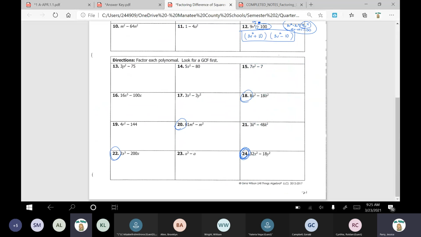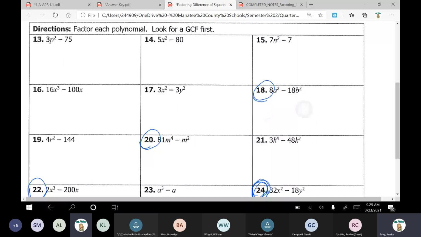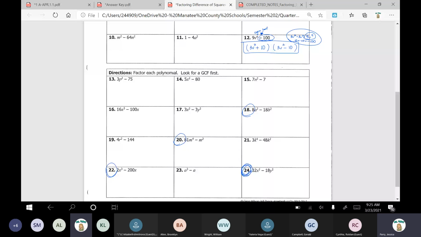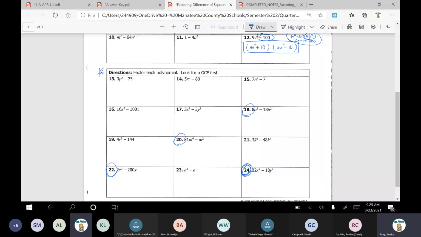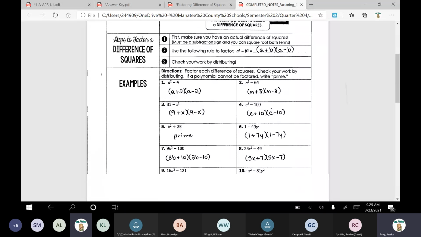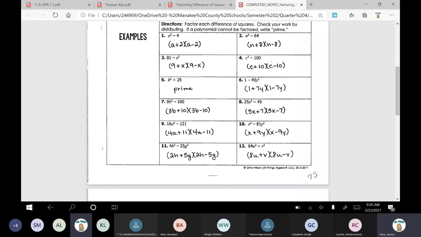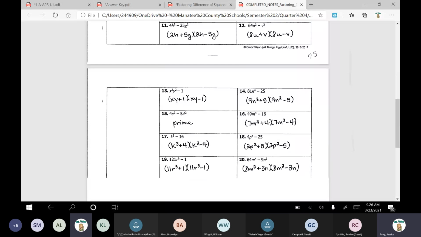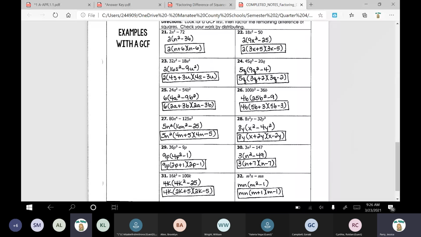Let's see. I'm trying to see which ones are more. Let's do number 18. Yeah, we'll do number 18 next. Oops, let me read the directions first. Our directions for the bottom half of the paper says factor each polynomial. Look for a GCF first, okay? So let me go back to our notes. Top half of your paper is going to be like this first section of the notes. And the bottom half of your paper is going to be like the bottom half, the second page of the notes, where you had to factor something out of it first.